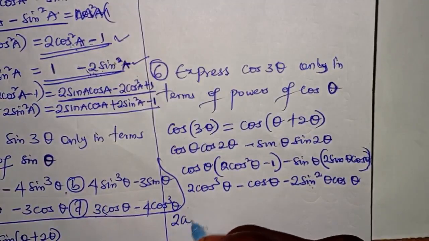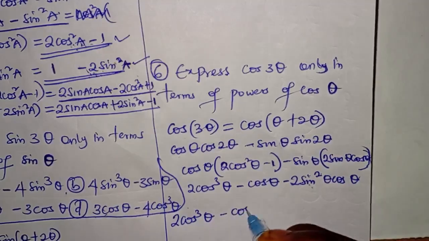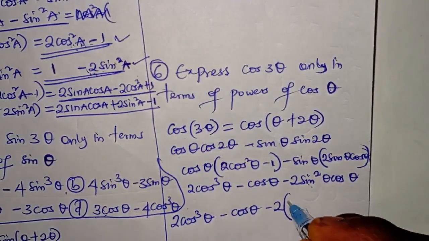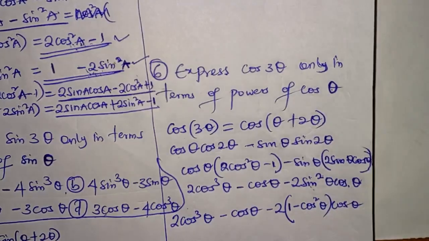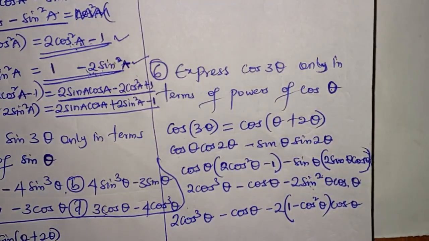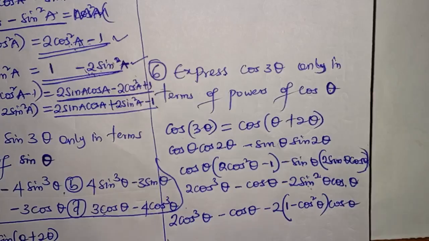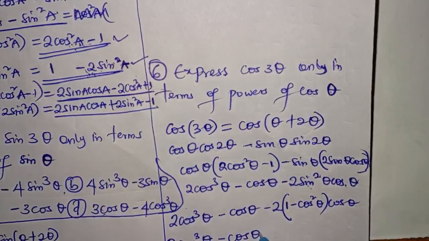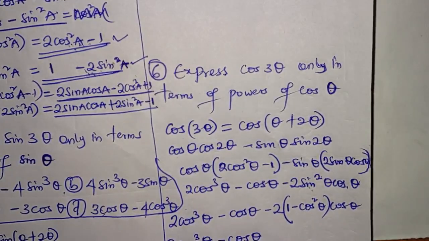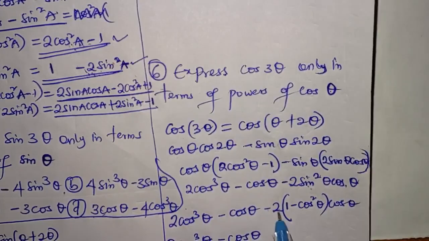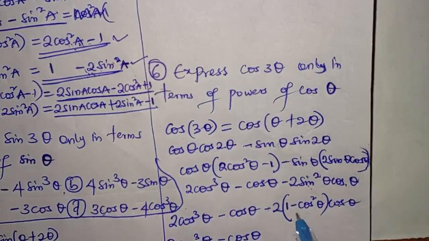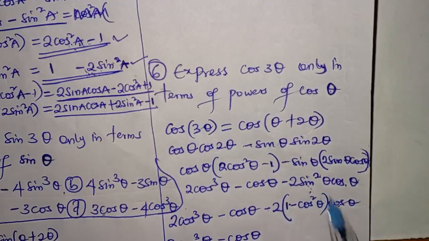So we have 2 cos cube theta minus cos theta minus 2 in bracket 1 minus cos square theta into this cos theta outside, so that everything will now be in terms of cosine only. As you can see now, that's what it is. Let's expand. We have 2 cos cube theta minus cos theta. If we multiply these brackets, this is actually minus 2 cos theta outside. So minus 2 cos theta is multiplying 1 minus cos square theta inside the bracket.